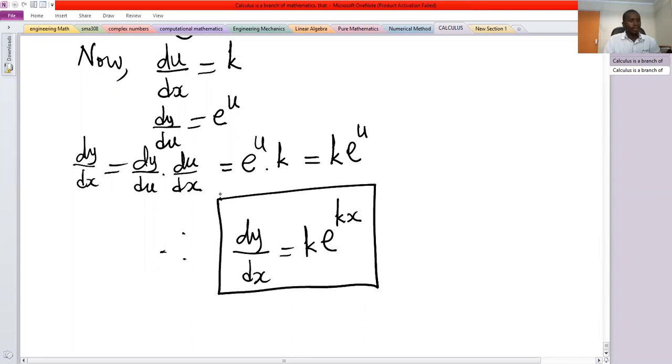So that's the introduction to differentiation by chain rule. In the next session, we'll do more examples to illustrate how we find derivatives by chain rule.